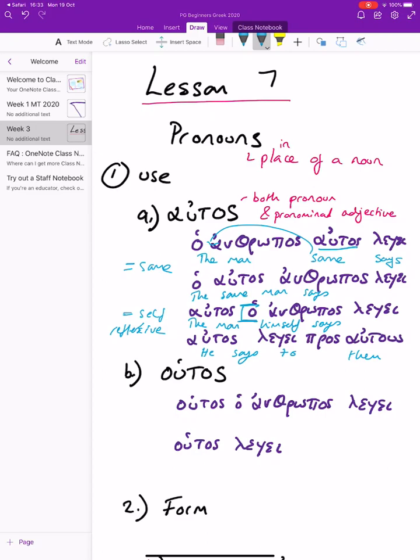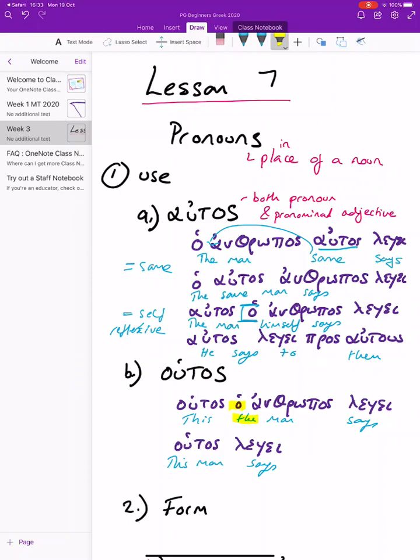Hutos can also be used both with and without a noun. If you use it with a noun, hutos ho anthropos lege, you need the article as well. So you have, in English, this the man says, as opposed to this man. Now, obviously in English, you're not going to be saying this the man says. You would cut out the and just say this man says. But in Greek, you do need the article. It does need to be there. So please don't miss it out and do expect to see it.